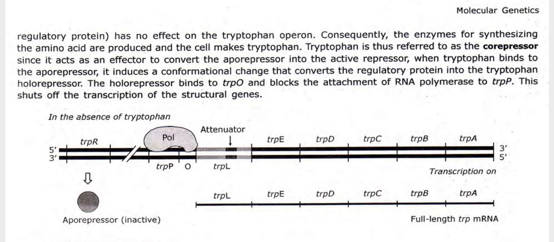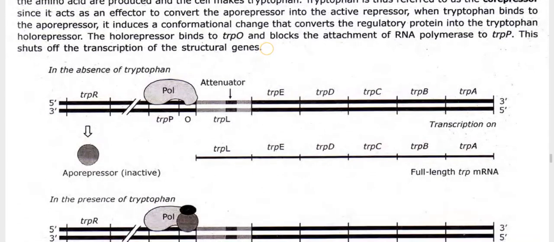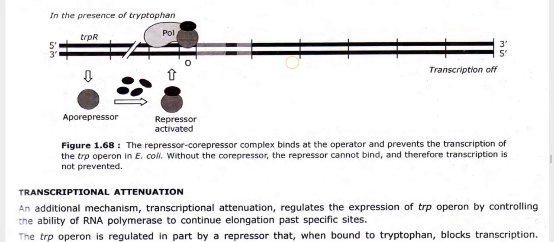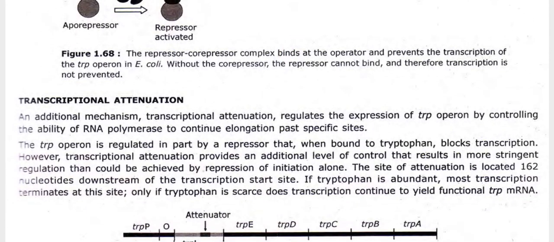Tryptophan is thus referred to as a co-repressor since it acts as an effector to convert the aporepressor into the active repressor when tryptophan binds to the aporepressor. It induces a conformational change that converts the regulatory protein into the tryptophan holorepressor. The holorepressor binds the trp operator and blocks the attachment of RNA polymerase to trp. This shuts off the transcription of the structural genes. The repressor-co-repressor complex binds to the operator and prevents the transcription of the trp operon in E. coli. Without the co-repressor, the repressor cannot bind and therefore transcription is not prevented.